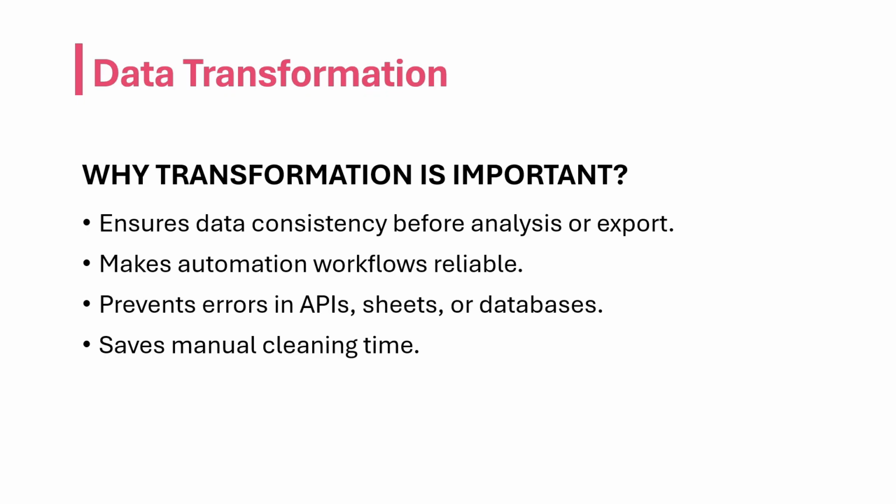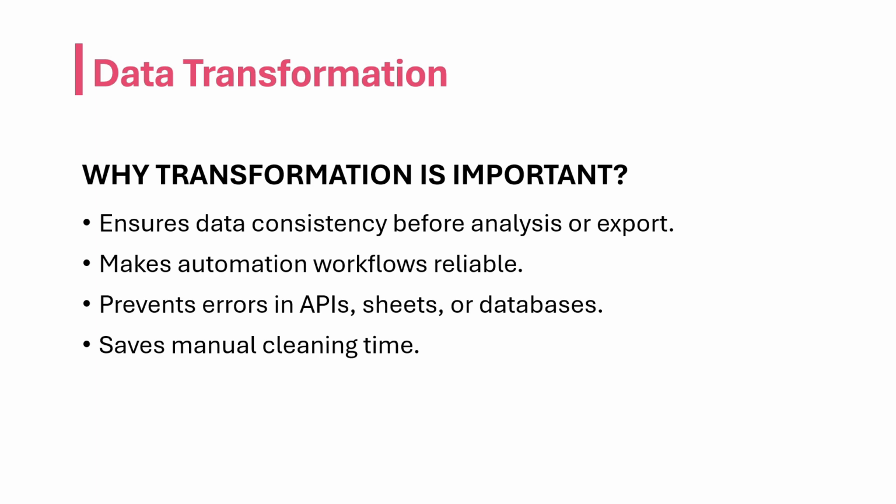Now we will see why transformation is important. Because automation depends on clean and consistent data. If your data isn't in the right format, your Google Sheet, database, or API might show errors. Transformation makes sure everything runs smoothly, saving you a lot of manual work later.